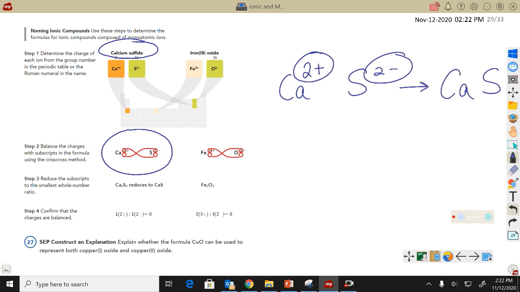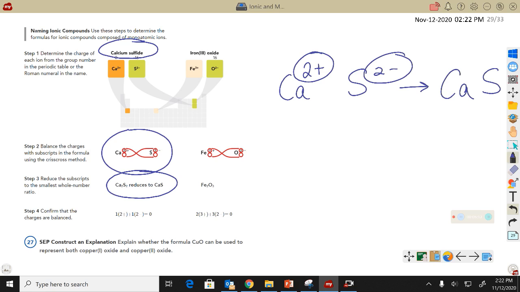And so if I were to crisscross a 2 and a 2 like this, well, we would never write it as Ca2S2. That's just not necessary. By really thinking about the bonding, I know that it's a 1-to-1 ratio. And so then we would reduce that to just CaS.